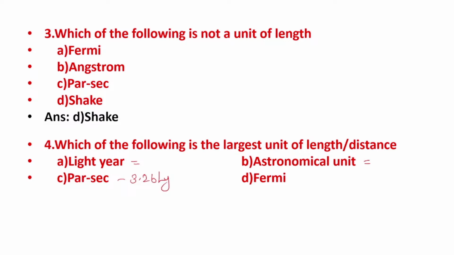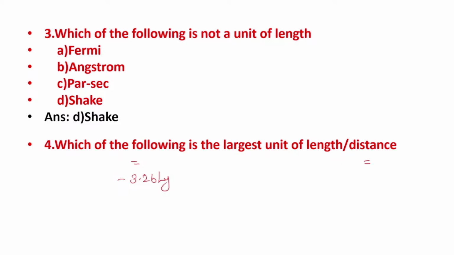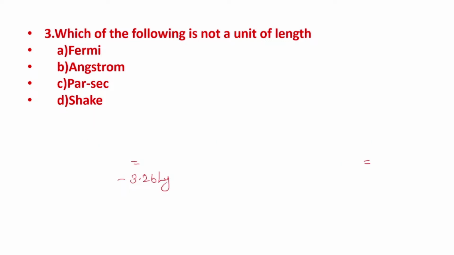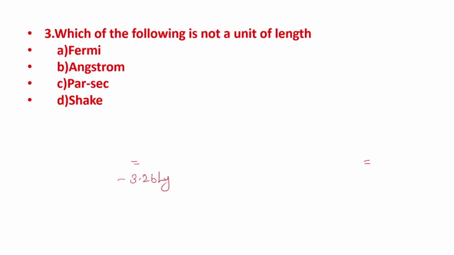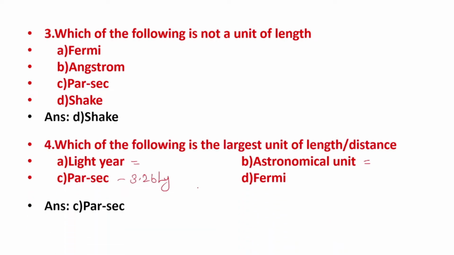1 astronomical unit is 1.496 into 10 power 11 meter. 1 light year is equal to 9.416 into 10 power 15 meters. 1 parsec equal to 3.26 light year. In terms of meter, it means 3.08 into 10 power 16 meter. So parsec is the correct answer.